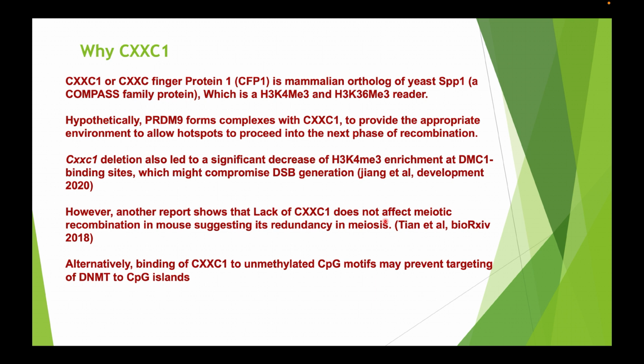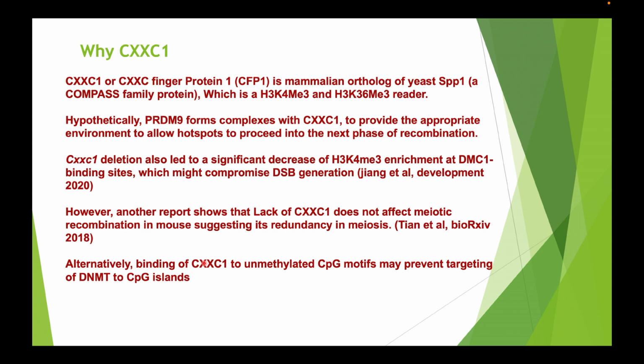So now, why is CXXC1 important? The CXXC1 protein is a mammalian ortholog of yeast Spp1, which is an H3K4 trimethylate reader. It reads, and presumably PRDM9 interacts with CXXC1, and it helps the hotspot proceed to the next phase of recombination. After knocking out CXXC1, we see a tremendous decrease of H3K4me3 enrichment at DSB sites, the DMC1 binding sites, or recombinational hotspots.